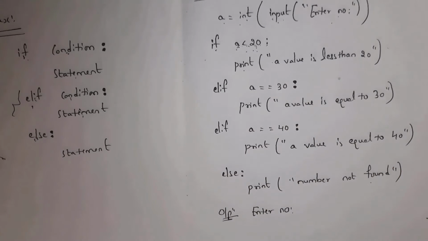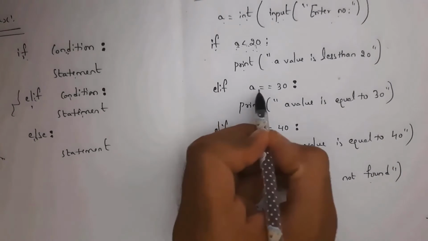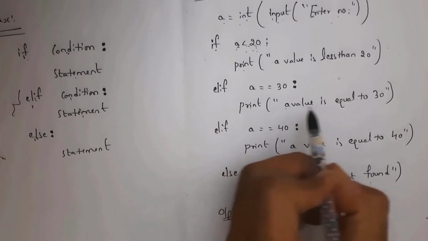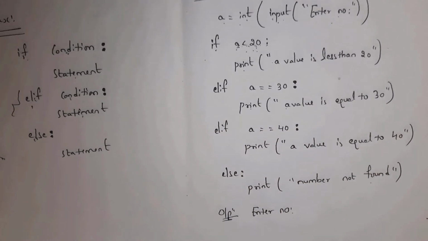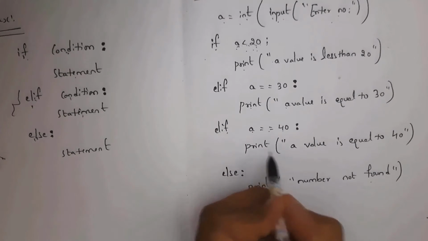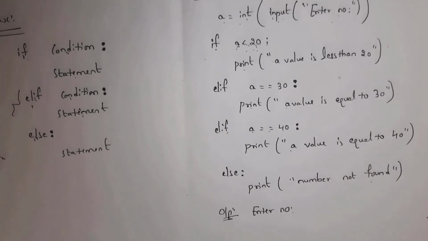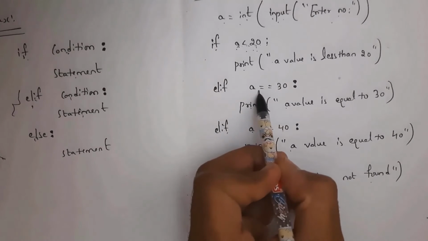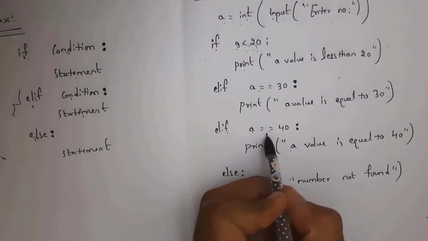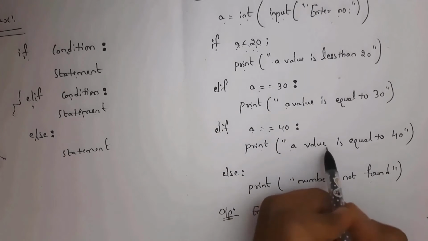After the if condition, I give an elif condition, that is elif a == 30, and inside the elif I write a print statement: a value is equal to 30. Next I take another elif condition, that is elif a == 40 colon print a value is equal to 40. The meaning of this is: if I give a value as 30, then I should get the output a value is equal to 30, and if I give a value as 40, I should get the output a value is equal to 40.